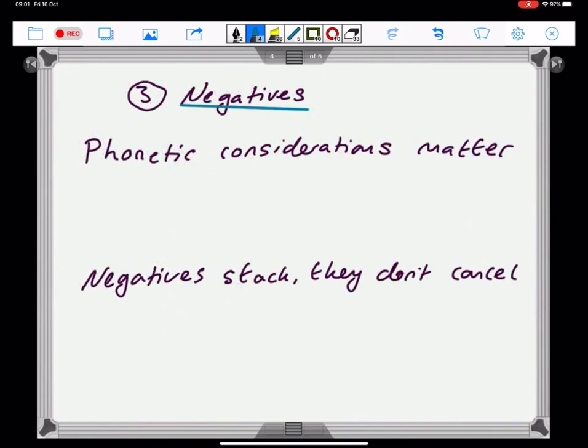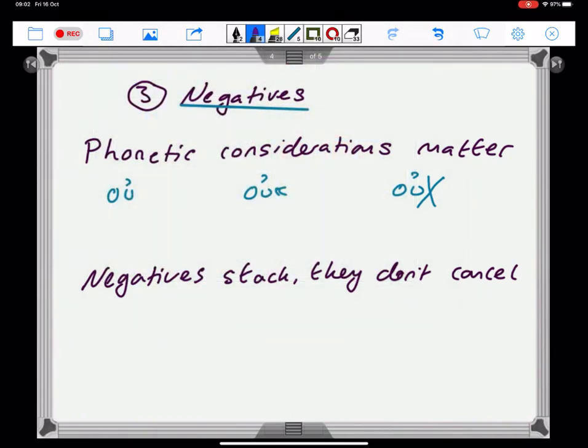The final thing in this chapter is how to do negatives. You've been given three words for not. Ou, ouk, and ouch. That's going to vary depending on what comes next. Remember that I've said that Greek is a very phonetic language. It matters what letters come next. It's a very oral language. So you've got to be thinking about what you can hear and how you're going to smooth that out.